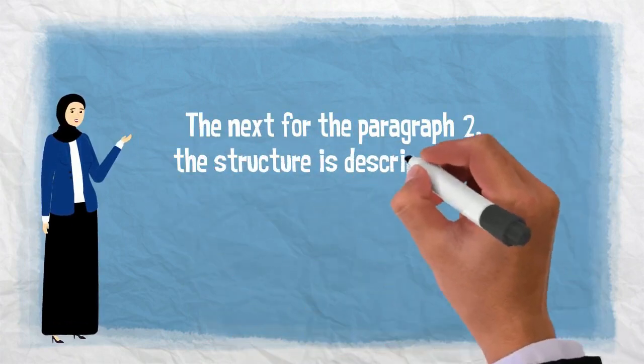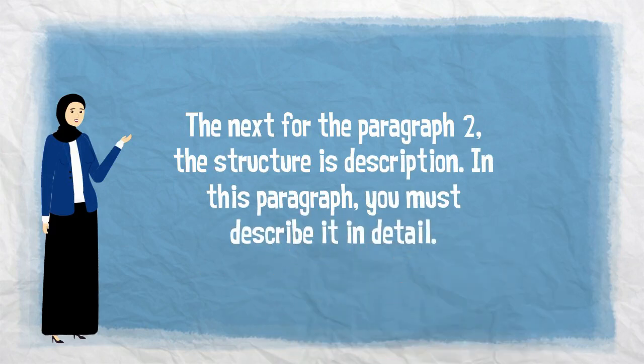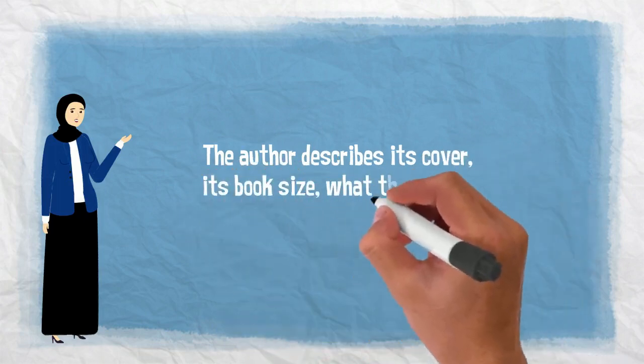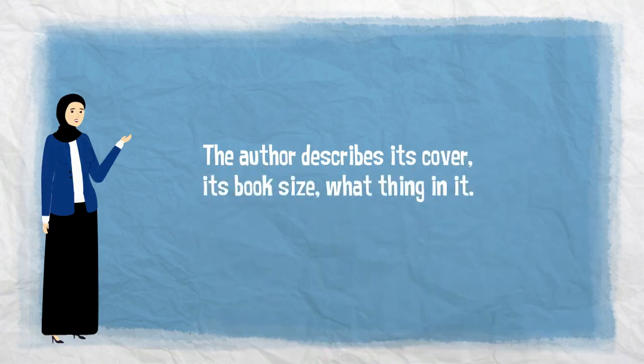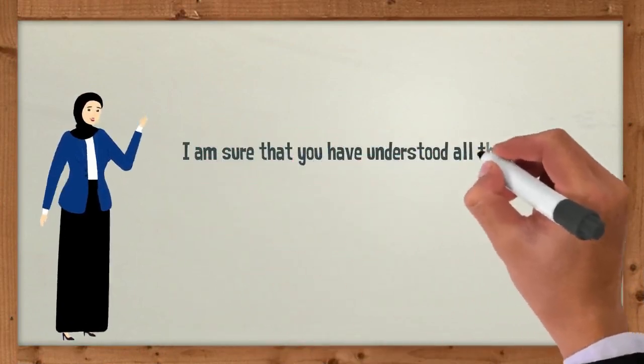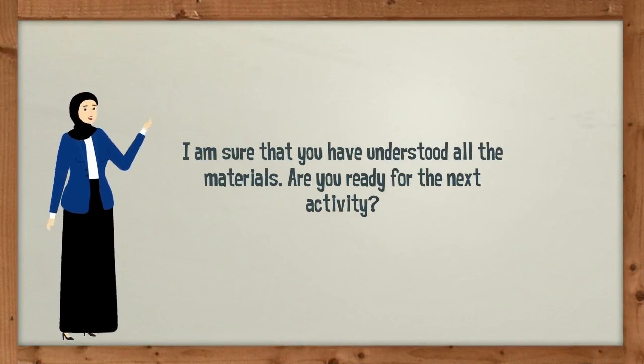Next, for paragraph 2, the structure is description. In this paragraph, you must describe it in detail. The author describes its cover, its book size, and the things in it. I'm sure that you have understood all the materials. Are you ready for the next activity?